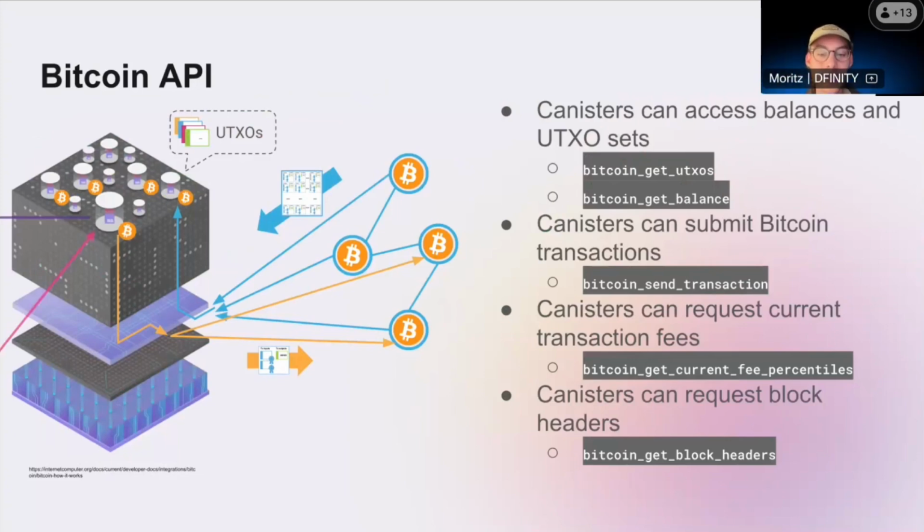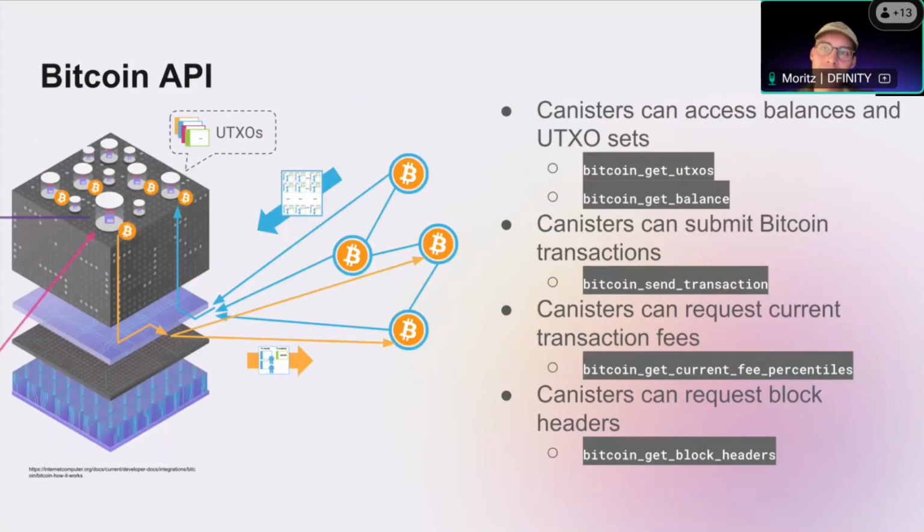So that's pretty cool. Then we have the Bitcoin get current fee percentiles method. Sounds long and complicated, but it's actually very simple. It gives you the current transaction fees for transactions. So that's obviously helpful if you want to assemble a transaction. It's good to know how much it costs, so you can dynamically adjust the fees.